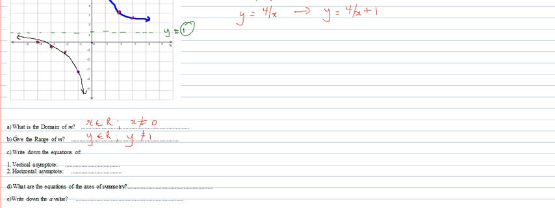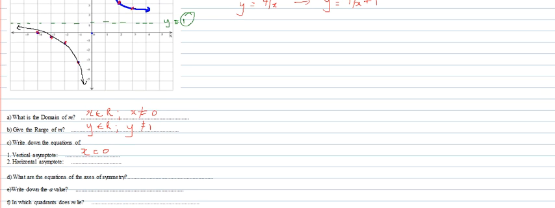Moving along, we need the equation of the vertical asymptote, which is x equals 0. Our horizontal asymptote is y equals 1.